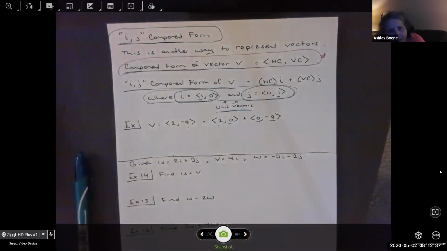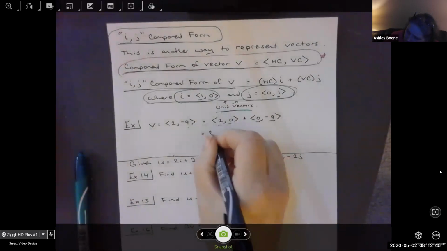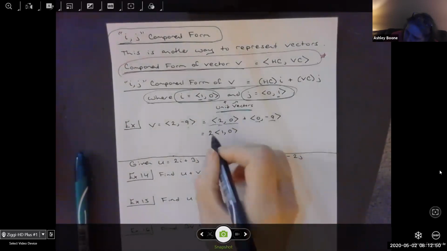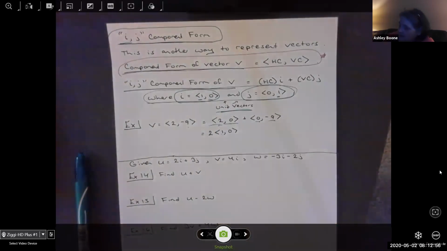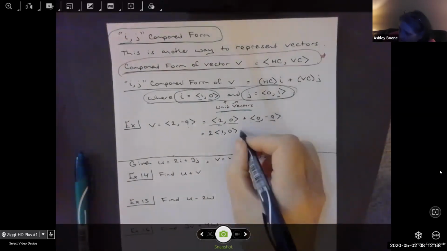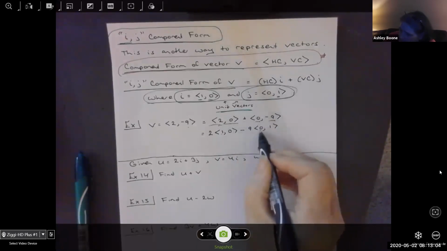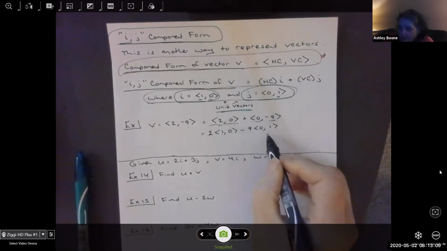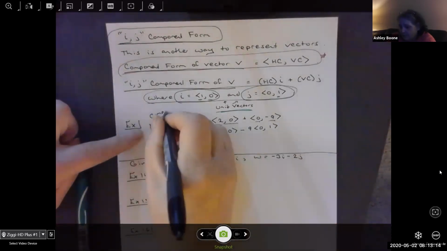And how do you undo multiplication? Divide. What if I think about factoring out? What if I pulled a 2 out of this? What if I made this 2 times 1, 0? Is this not the same? Because 2 times 1 is 2, 2 times 0 is 0. This one, what if I pulled out a -9? -9 times 0 is 0. -9 times 1 is -9. This is the same.